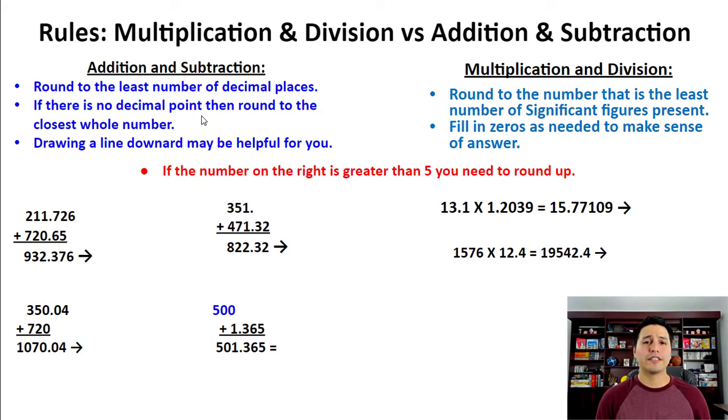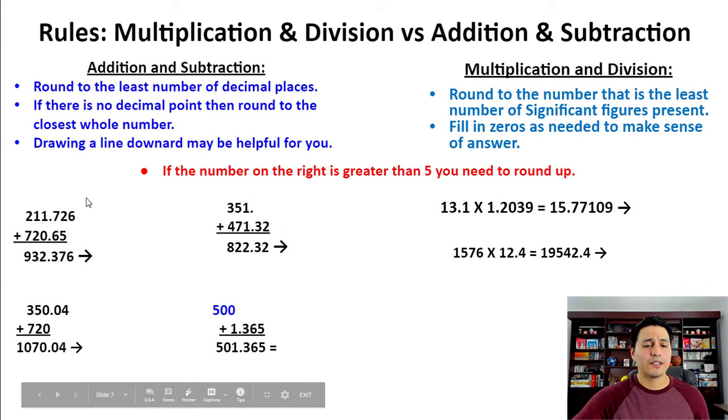Now the rules for addition and subtraction state, you want to round to the least number of decimal places. Now if there is no decimal point, then round to the closest whole number. Lastly, it might be beneficial if you draw a line downward to help guide you. One extra thing that I want to add for both of these rules is if the number on the right is greater than 5, you need to round up. If it's less than 5, you keep it the way it is. So this is what I mean.